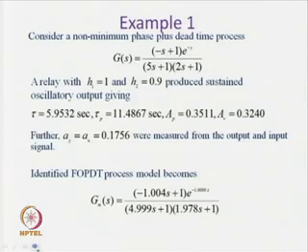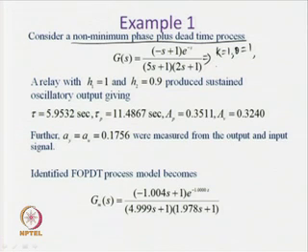Now, let us go to some simulation examples. In simulation example 1, a non-minimum phase plus dead time process dynamics is considered, where G(s) is equal to (minus s plus 1) e to the power minus s upon (5 s plus 1)(2 s plus 1). That means, what are those values? K equal to 1, theta equal to 1, T0 equal to minus 1, T1 equal to 5 and T2 equal to 2. So, these are the typical values I have chosen to see the efficacy of the technique we have developed for estimating the parameters of a transfer function model.